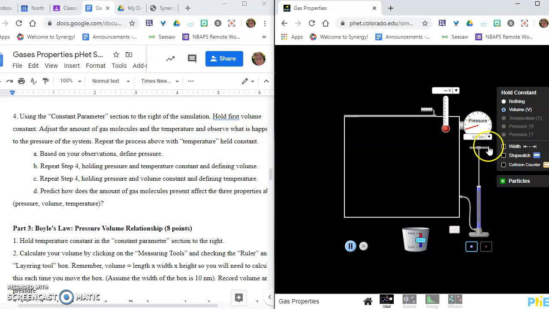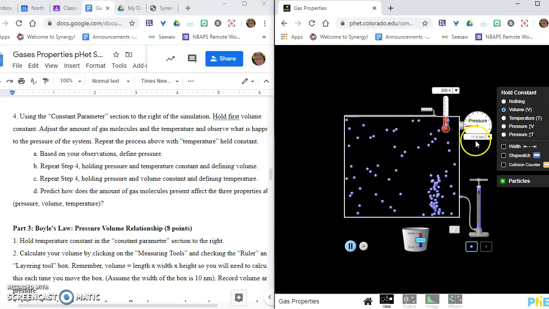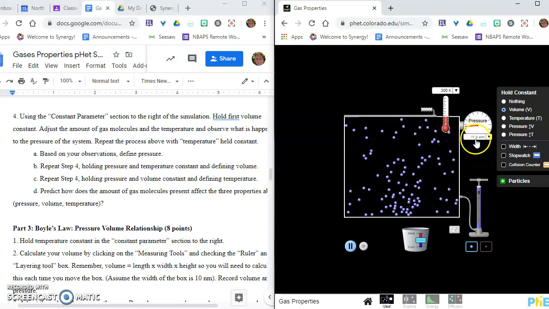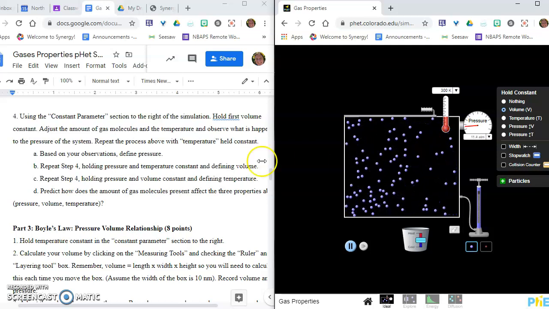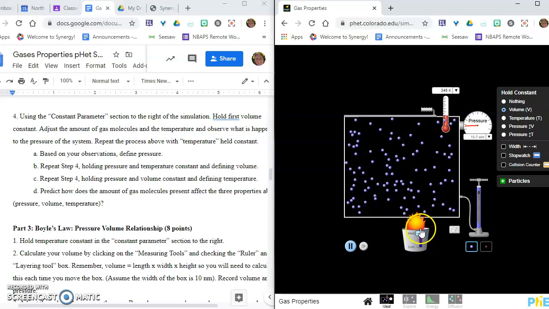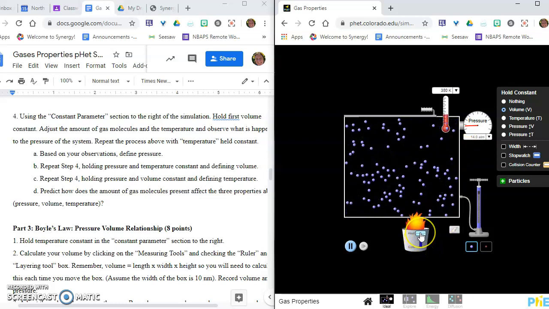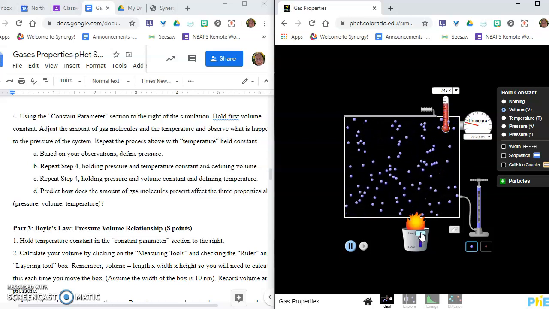Okay, so as I put in 1 pump of molecules, it's about 5.5-ish. If I keep adding particles, it's going to go up. Okay, so pressure increases with the more particles that we have. For temperature, if I heat it up, okay, I can add heat. My pressure also increases with increased heat.